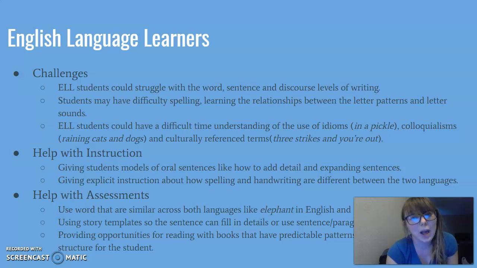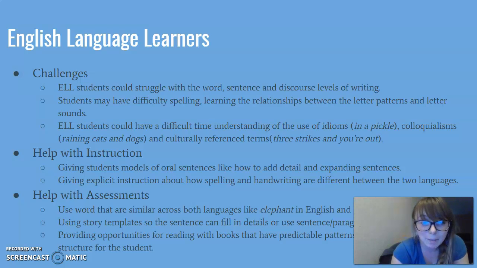How I'm going to try to help these students: I'm going to give students models of oral sentences, like how to add detail in expanding sentences. I'm also going to give direct instruction about spelling and handwriting and how they differ from language to language.